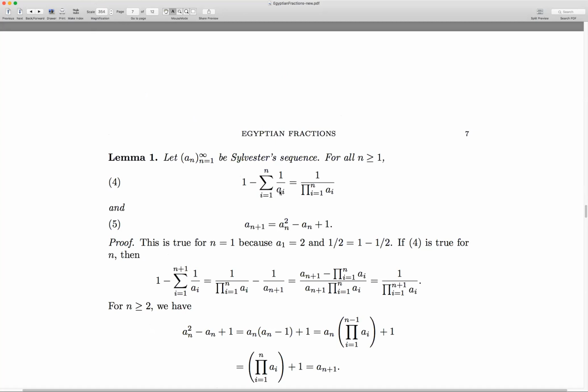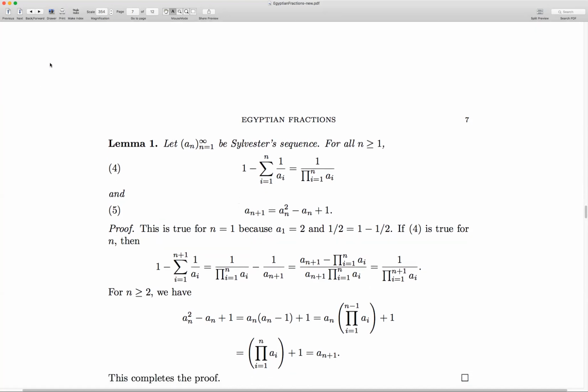So if you take the sum of the reciprocals of the first n Sylvester numbers, it's always less than 1. And 1 minus that is exactly 1 over the product of all the numbers. And among other things, the Sylvester numbers satisfy this nice formula. You don't have to multiply things a lot. You get from An to An+1 just by x squared minus x plus 1. That's the formula that gives you An+1 from An. And it's just a straightforward calculation to check these two things.